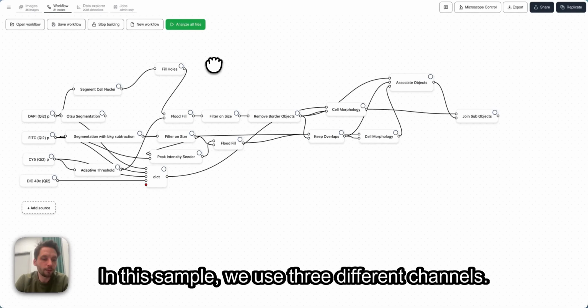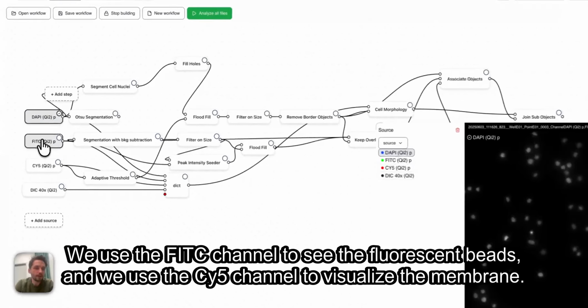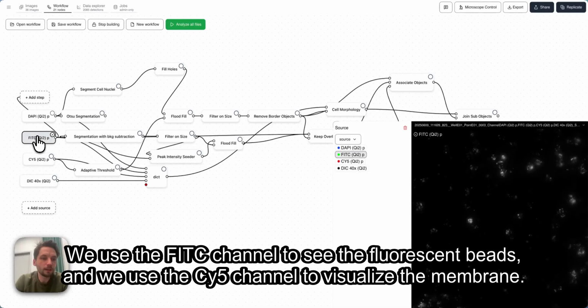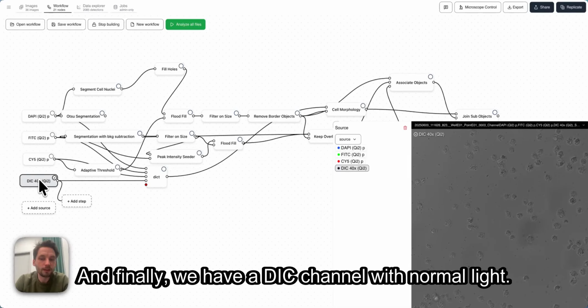In this sample, we used 3 different channels. We used the DAPI channel to identify a nuclear stain. We used the FITC channel to see the fluorescent beads, and we used the Cy5 channel to visualize the membrane. And finally, we have a DIC channel with normal light.